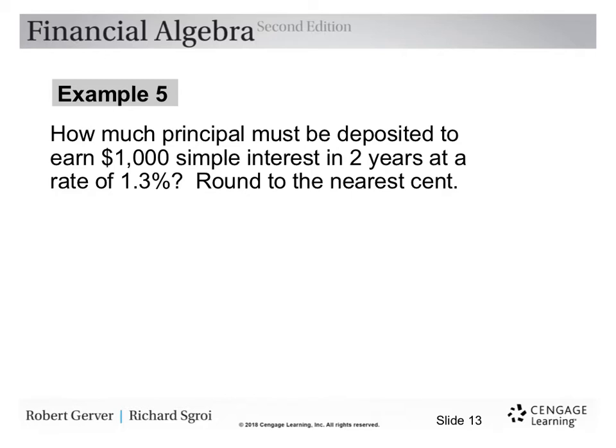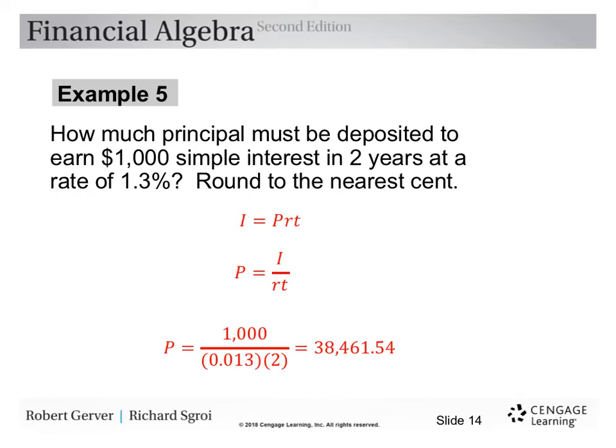All right, let's look at example 5. How much principal must be deposited to earn $1,000 simple interest in 2 years at a rate of 1.3%, round to the nearest cent? So here, we're not asking for interest, we're asking for principal. So we're going to start with our I equals PRT formula, but as I say, we're not looking for R, we're looking for P. So if we solve for P, we get, divide both sides by RT, the principal is equal to the interest divided by rate times time.